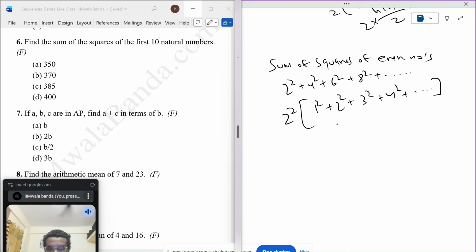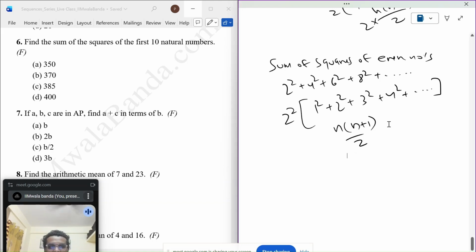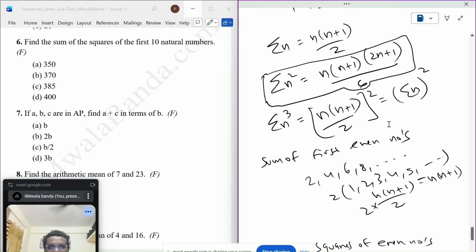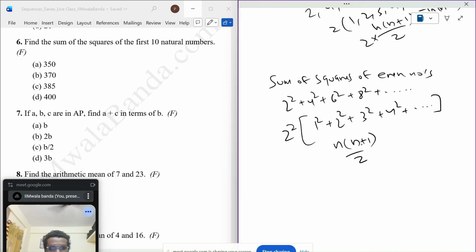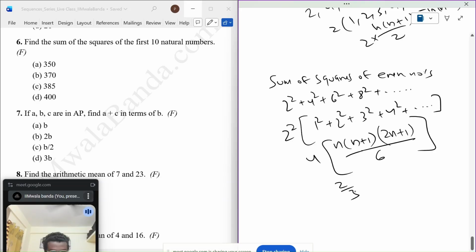This you already know, n into n plus 1 by 2. We just derived it, right? Sum of squares, right? n into n plus 1 into 2n plus 1 by 6. And this 4 is here. So can I say 2 by 3 n into n plus 1 into 2n plus 1. This also I can ask you to remember, but you should not, because then it will become too much. Don't remember, just derive it like that.